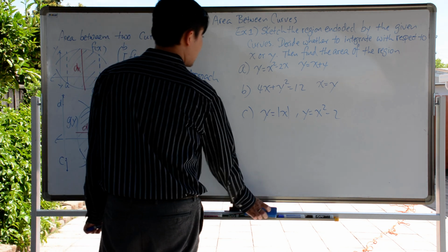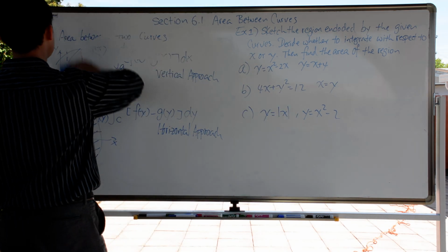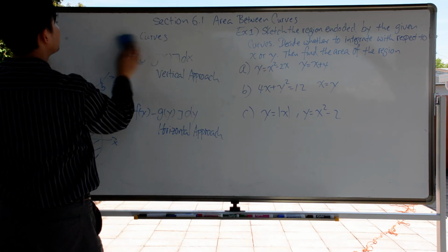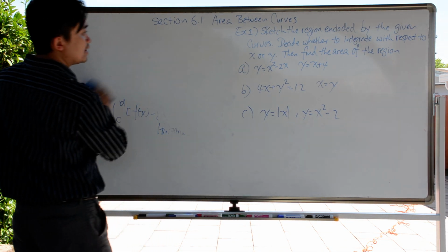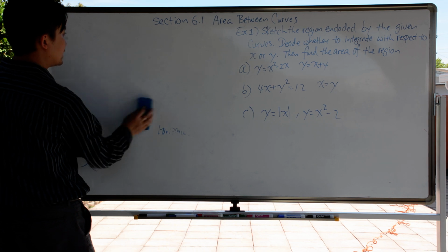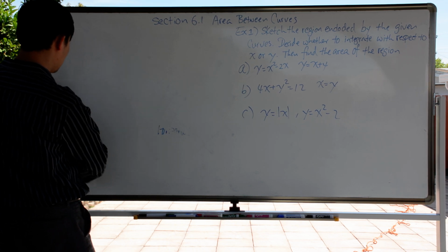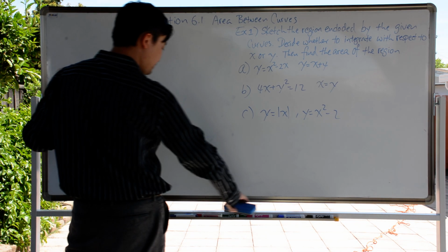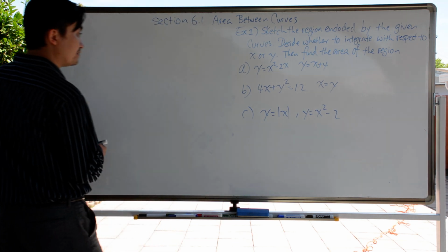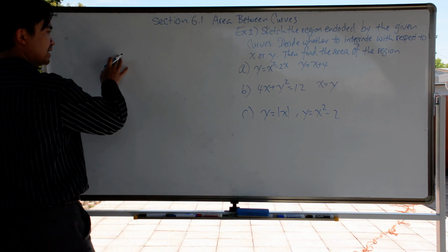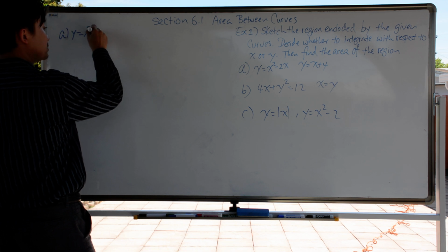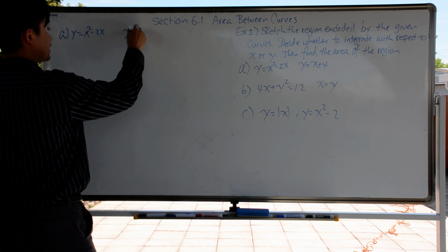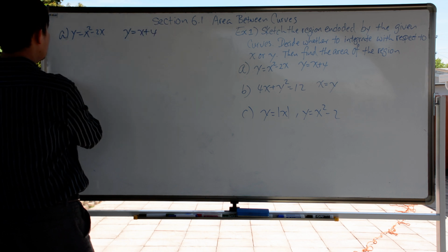Now we'll take a look at some examples here and see which approach we're going to use. Sketch the region enclosed by the given curves. Decide whether to integrate with respect to x or y, then find the area of the region. The first thing you want to do is sketch the graph first. For the first one, we have y equals x squared minus 2x, and then y equals x plus 4. So sketch the graph.